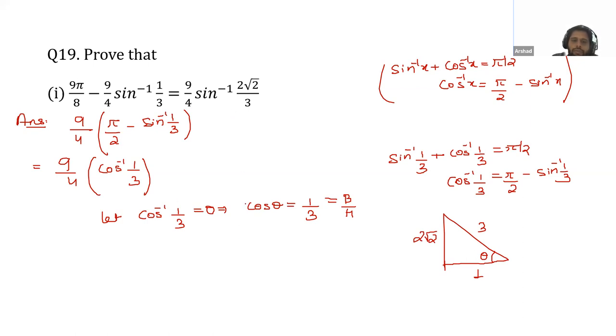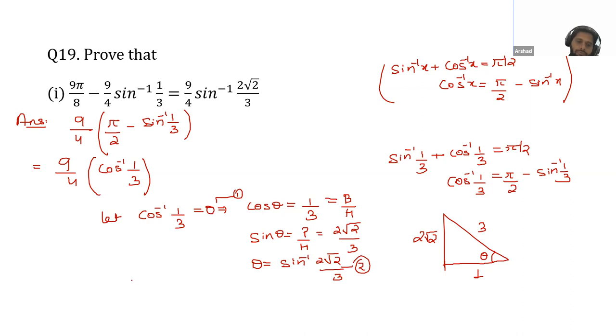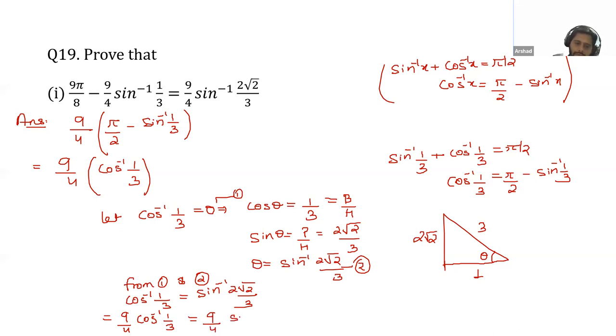Now what we need here in the proof is sine. So we will write sine. Let this be 1, okay? We will write sine theta, which is equal to perpendicular by hypotenuse. Perpendicular is 2 root 2 here and hypotenuse is 3 here. So from this, we can say theta is equal to sine inverse 2 root 2 by 3. This be 2. So what we can say from 1 and 2, cos inverse 1 by 3 is equal to sine inverse 2 root 2 by 3. Okay, so this means 9 by 4 cos inverse 1 by 3 is equal to 9 by 4, and in place of this, sine inverse 2 root 2 by 3. This is clear, Atif and Noma?